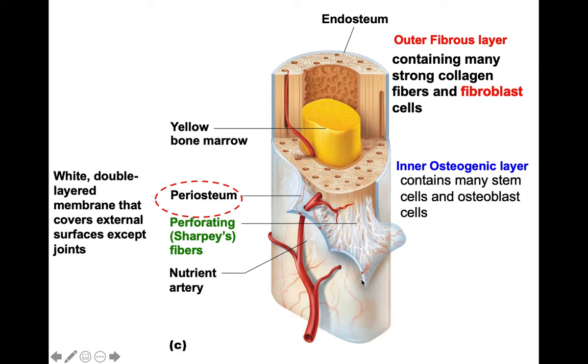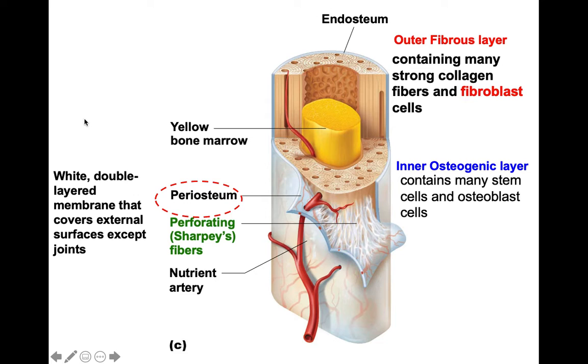And this is where all my arteries and my veins connect and glue themselves. They use that as a place where they can essentially attach themselves. That's the other function of a periosteum.